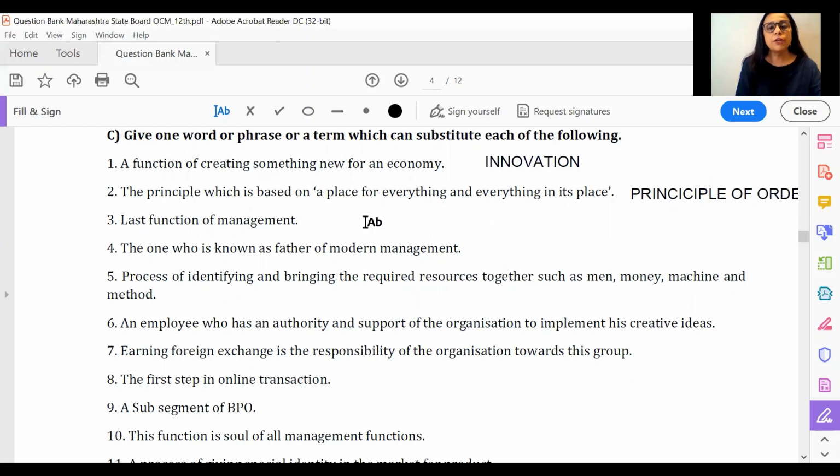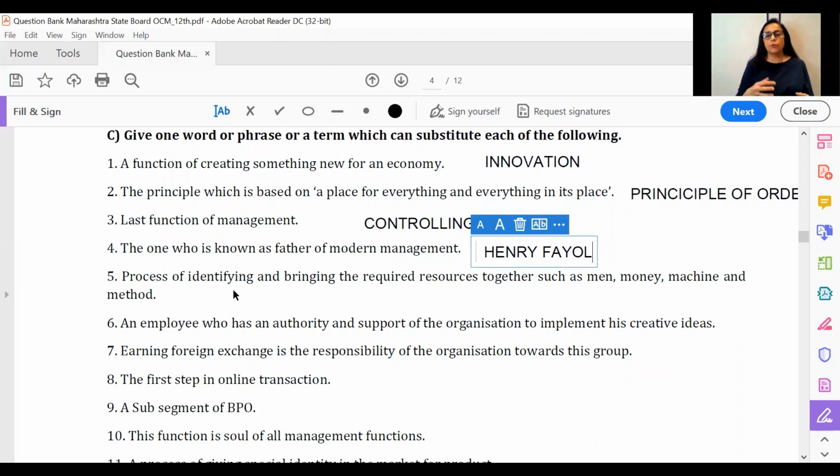You see the last function in management, again very repetitively asked. It's nothing but controlling. The one who is known as the father of modern management is Henry Fayol. So we see here the same ones are already being repeated in this list. Please, the correct spelling is Fayol, Henry Fayol. We see the process of identifying and bringing resources together, such as men, money, machine, methods.